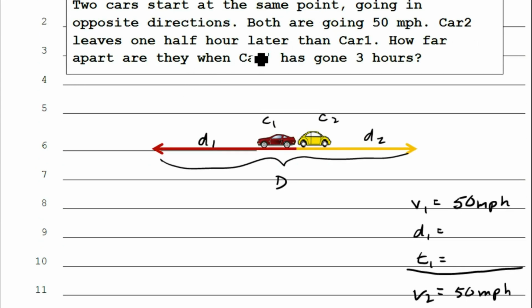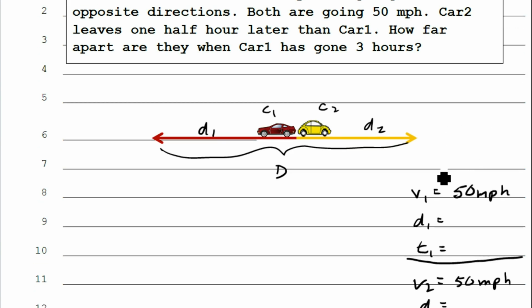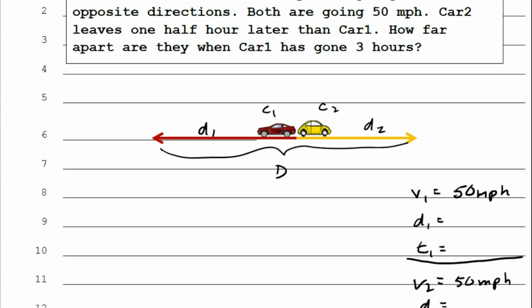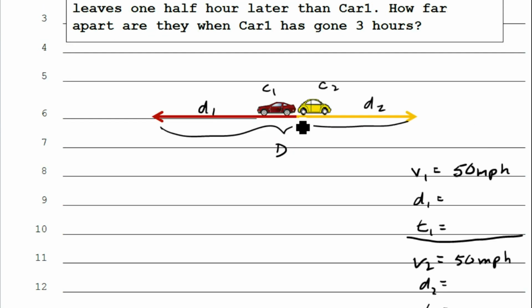Car 2 leaves 1/2 hour later than car 1. And this is always tricky to figure out, the relationship between the two cars concerning time, when one leaves later or if one stops while the other one's going. The easiest way I found was, here's the start, and they're both not in motion. Now it says car 2 leaves 1/2 hour later than car 1. At first they're both standing still, and car 1 takes off first for 1/2 hour.